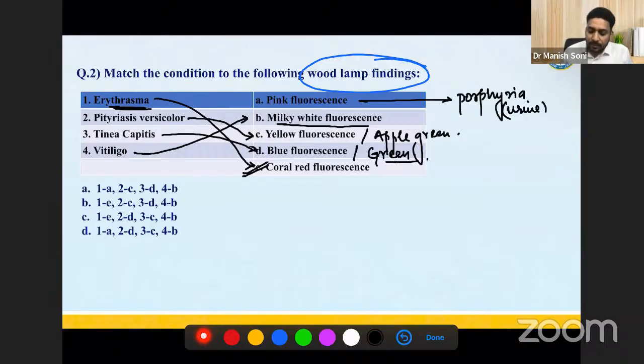So the correct answer becomes first E, second C. So B becomes the correct option here. That is coral red in erythrasma, yellow or apple green in pityriasis versicolor, tinea capitis green or bluish green fluorescence, and vitiligo white fluorescence. Yes. So Bhavna and Sachin have answered it correct.